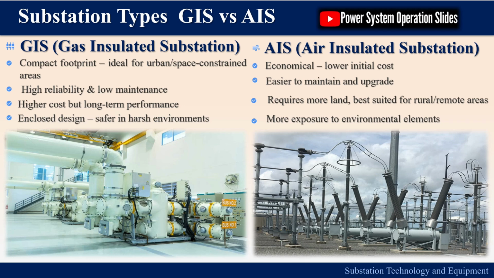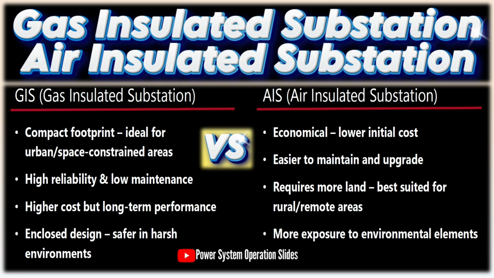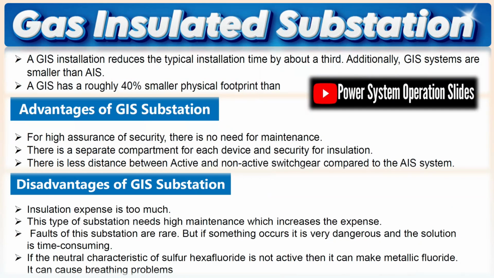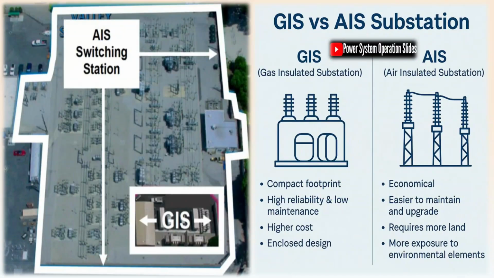GIS versus AIS. GIS uses SF6 gas insulation to achieve a compact, high-reliability substation footprint suited for urban or harsh environments. AIS uses air insulation, offering lower cost, easier maintenance, and larger space requirements. The choice depends on land availability, environmental conditions, and long-term operational priorities.